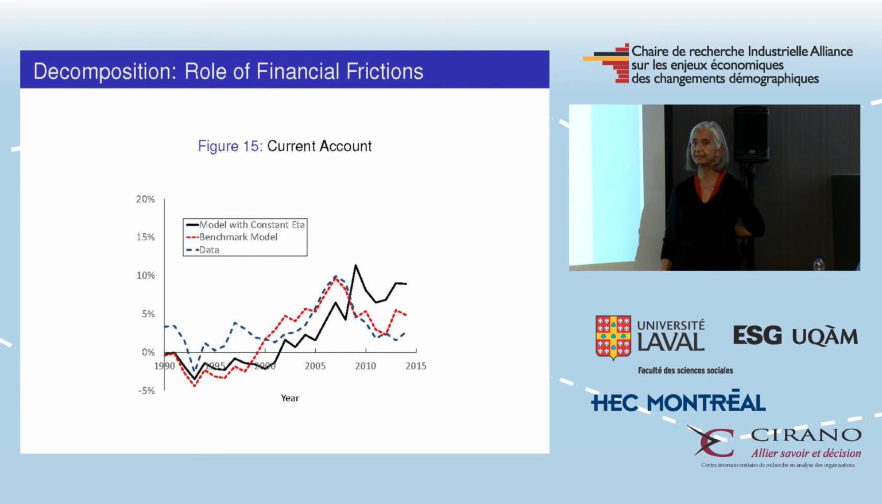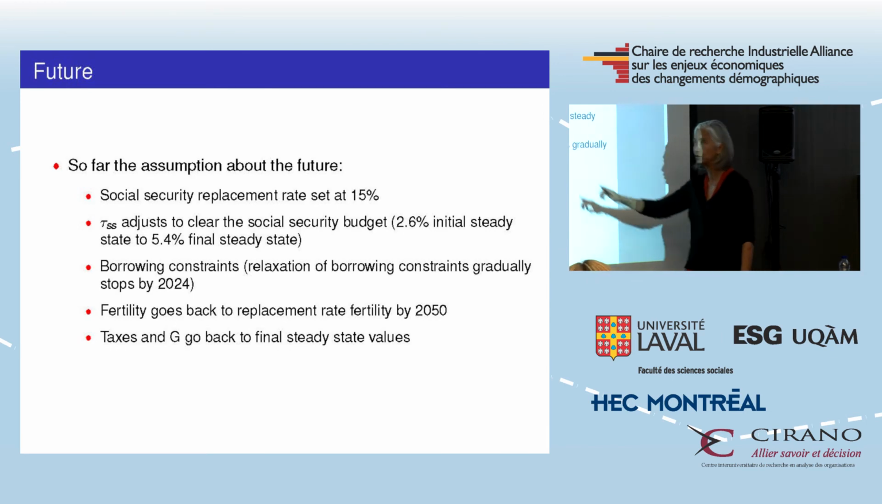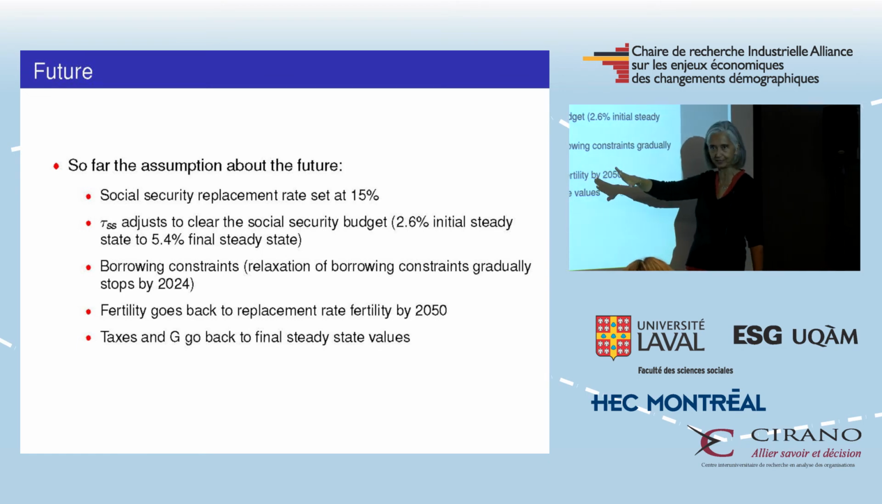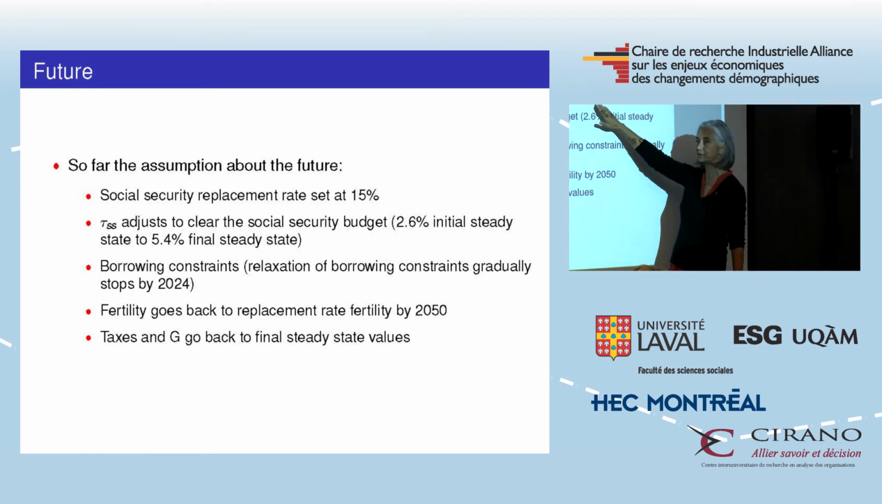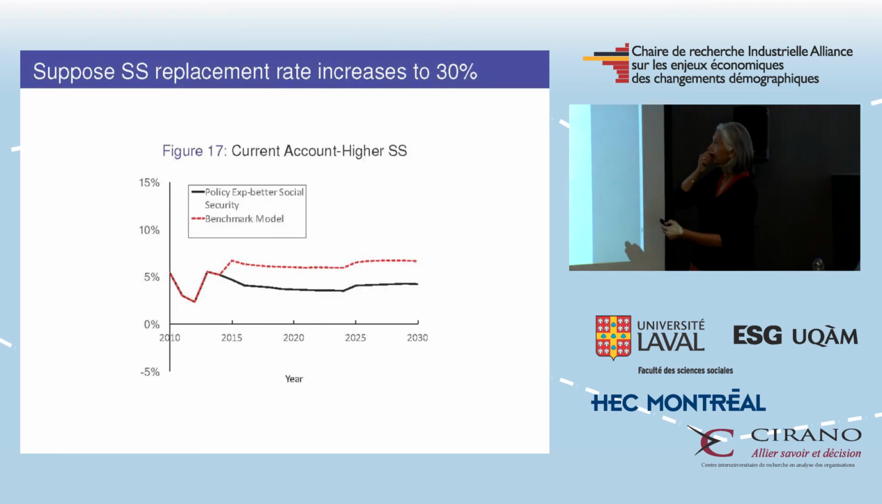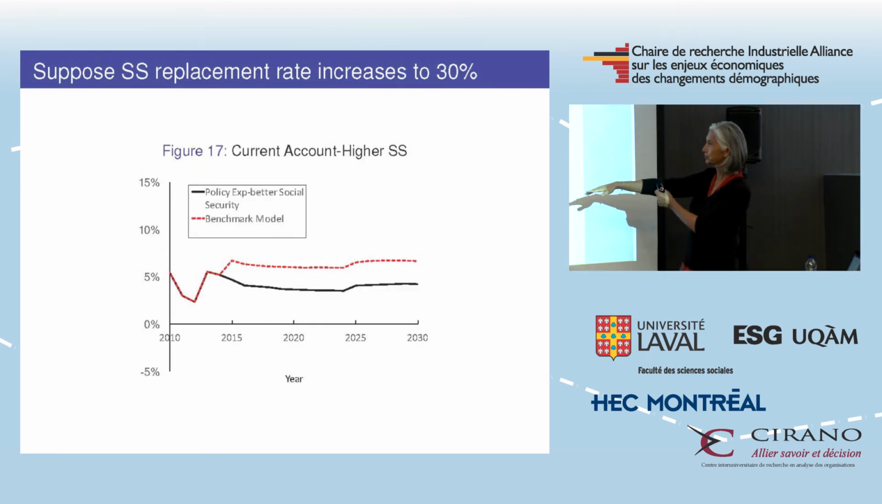So that's why I want to do the future, because I know in the future there are things that they're changing. Right? So far, I've assumed Social Security replacement of 15%. I know they're expanding it. So I'm going to show you an experiment with what happens to the current account if they do that. So let me actually just show you that.